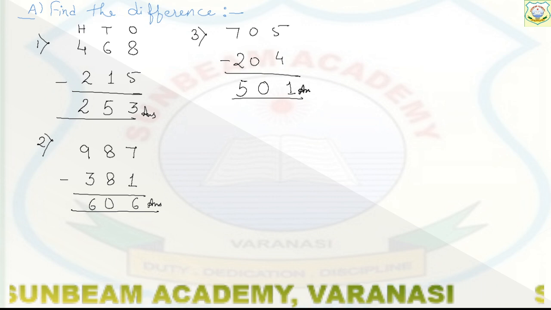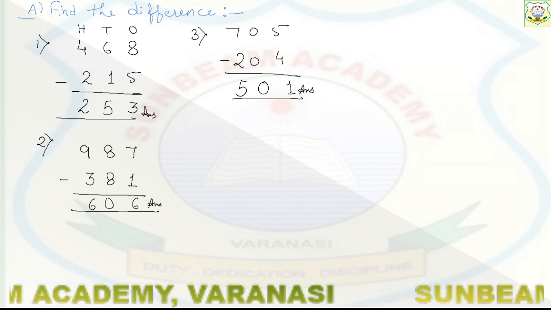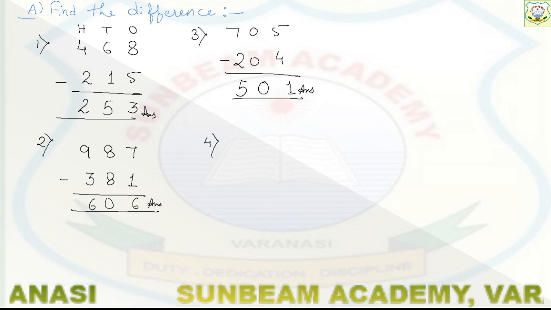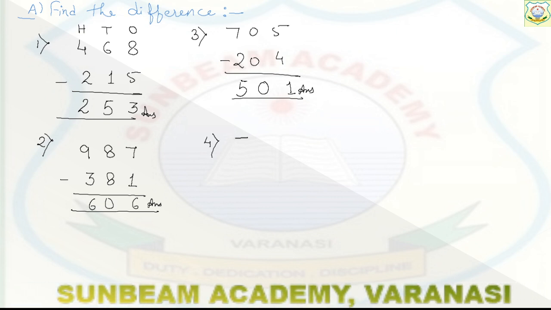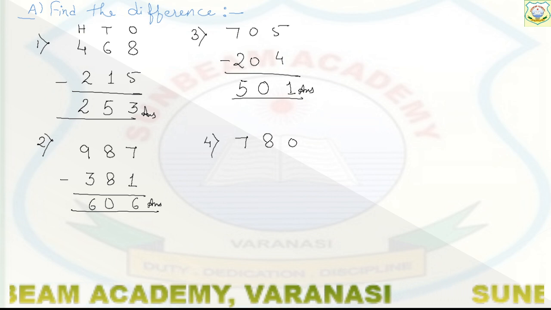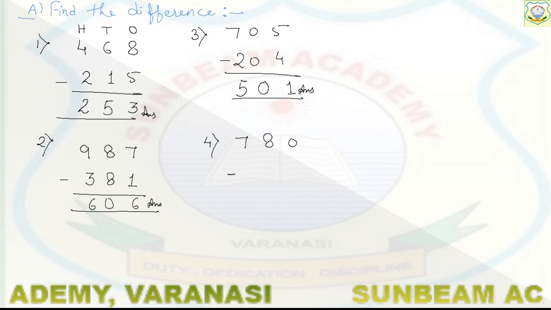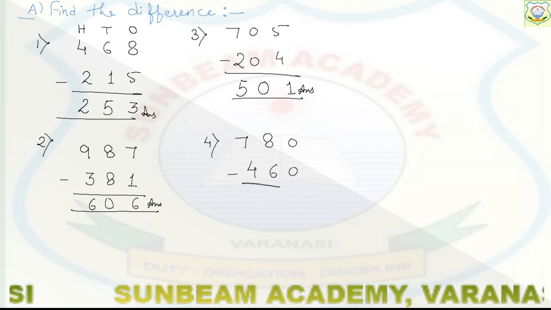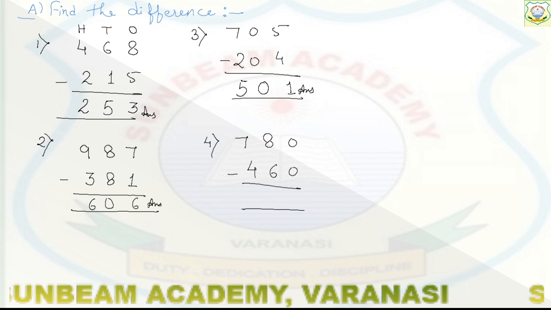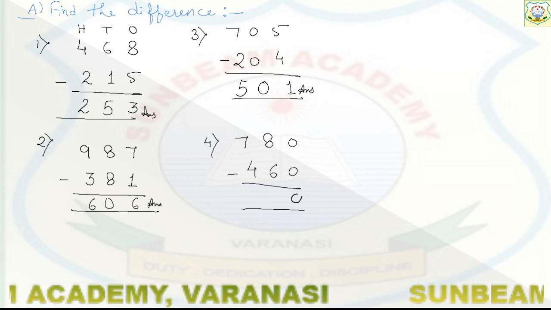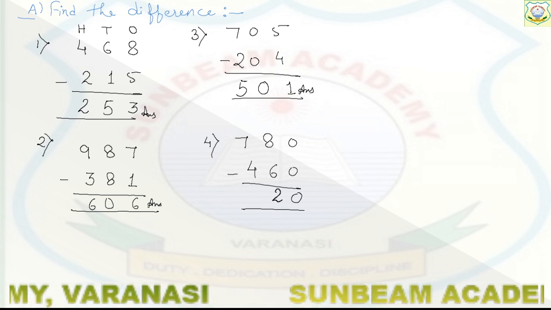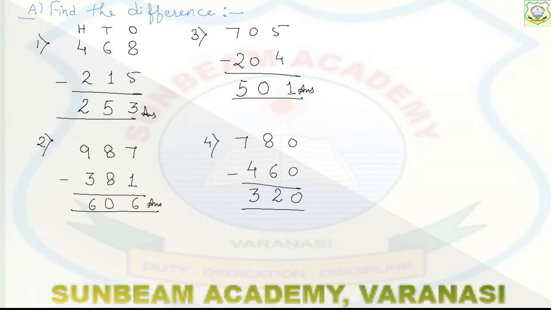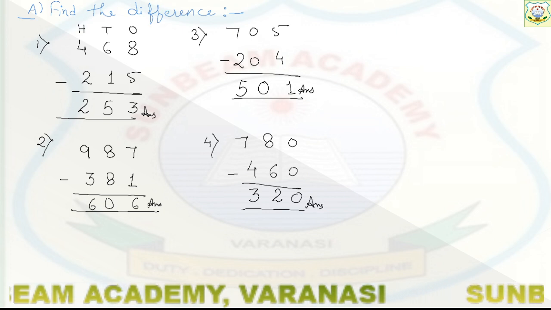Yes. I know that you can do it on your own. So I am doing some questions. After that you will continue. Then the fourth is 780 minus 460. Okay. 0 minus 0 is 0. 8 minus 6 is 2. 7 minus 4 is 3. So now we got the answer.